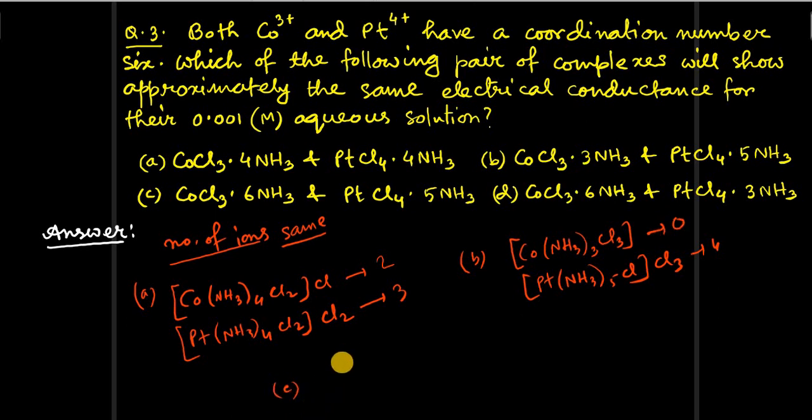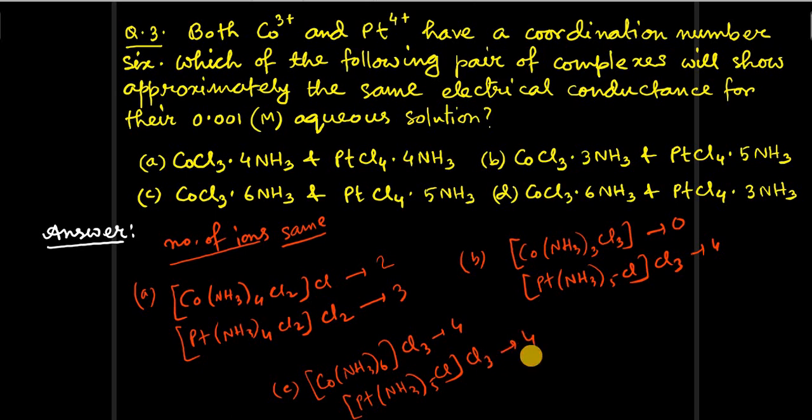Now come to C. So it will be [Co(NH3)6]Cl3. So total 4 ions, and here it will be [Pt(NH3)5Cl]Cl3. So again 4 ions. So option C is the correct answer. You can check for D also. For D, for the first complex it will be 4 ions, but for the second complex it will be 2 ions. For the second complex it will be [Pt(NH3)3Cl3] and outside only 1 Cl. So correct answer is C.